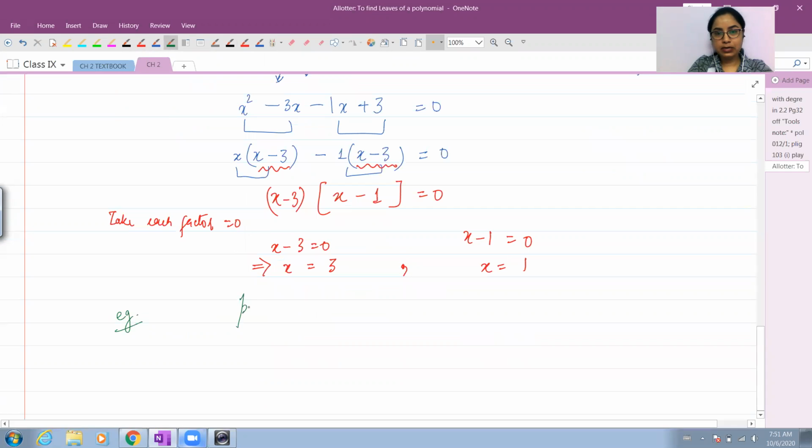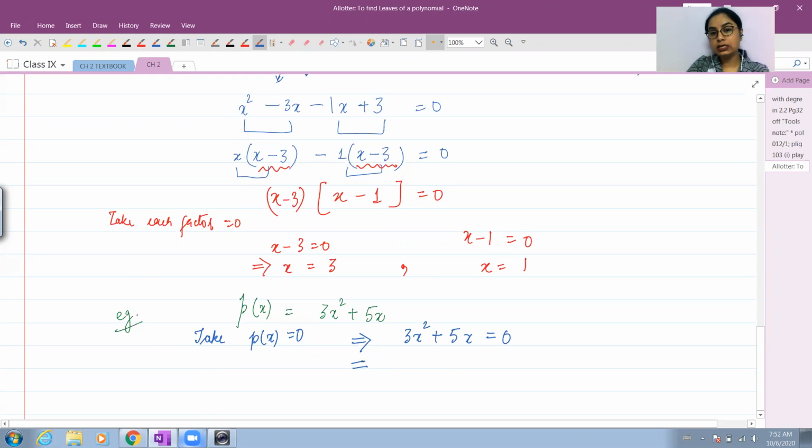So let's say p(x) is equal to 3x squared plus 5x. Again, the first step is to take the polynomial equal to 0, which implies 3x squared plus 5x equals 0. And now we want to factorize our left-hand side. And as you can see, there is no identity applicable. We cannot split the middle term because there is no middle term. There are just two terms.